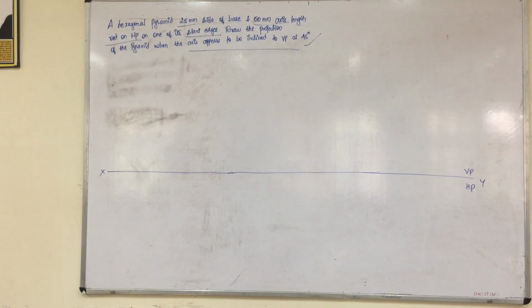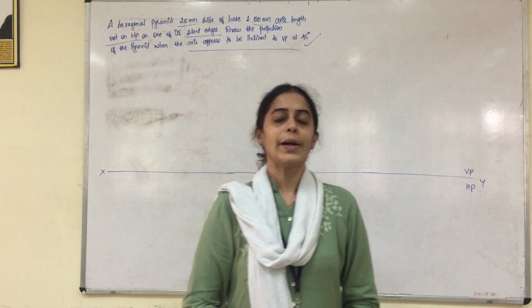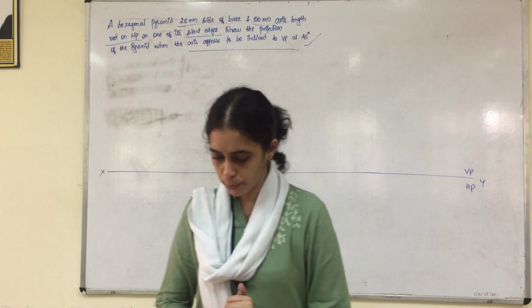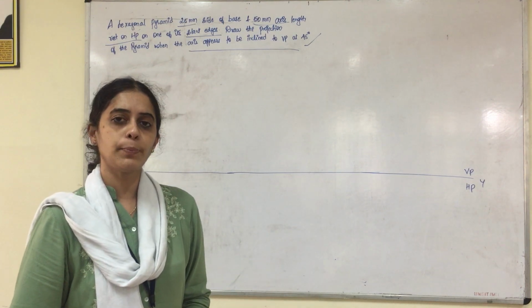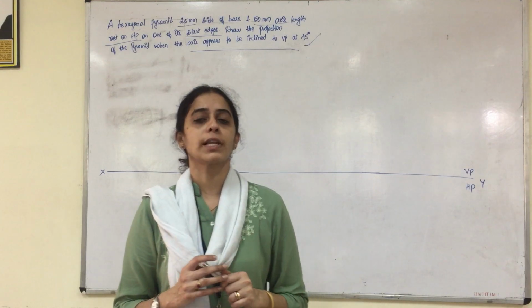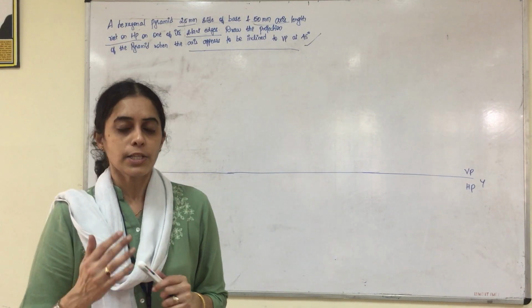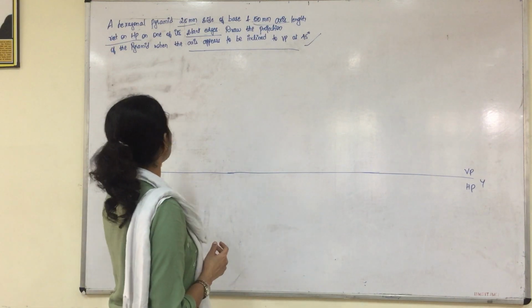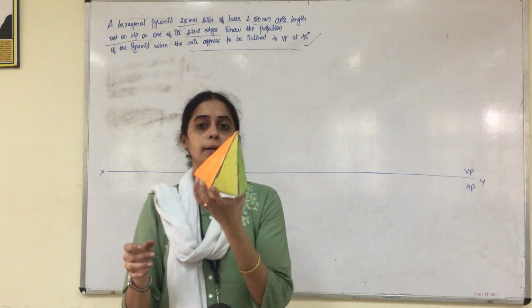So welcome everyone. Today we will be solving a problem on a hexagonal pyramid, but it is on the slant edge. So irrespective of whether it is a square pyramid, a pentagonal or hexagonal pyramid, whenever it is a problem on slant edge, always we keep one of the corners towards our right. So the same principle is now applicable for a hexagonal pyramid also.